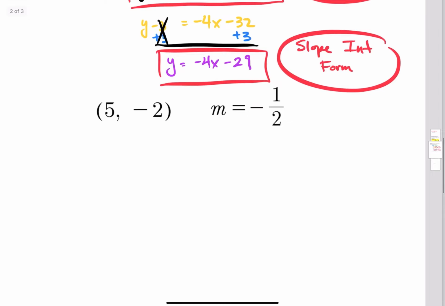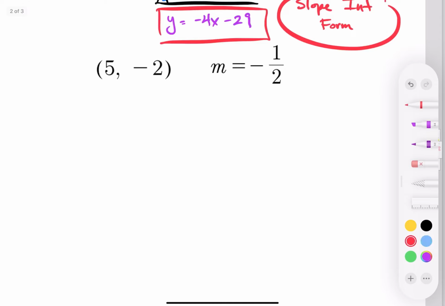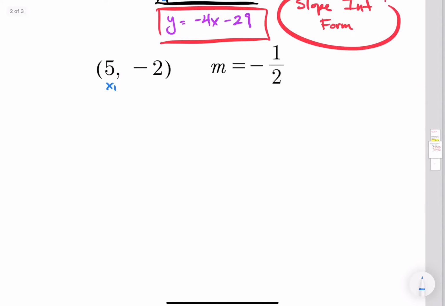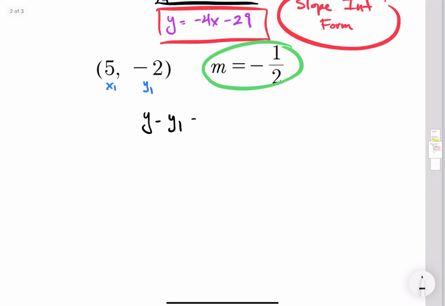Another one very similar. Here we're given a point and we're given a slope. So that point that they gave us is 5, -2. That's going to be our x1 and our y1. And the slope that they gave us is -1/2. So all we're going to do is substitute that into our point-slope form. So y minus y1 is equal to m times x minus x1. And again, all you got to do is substitute.